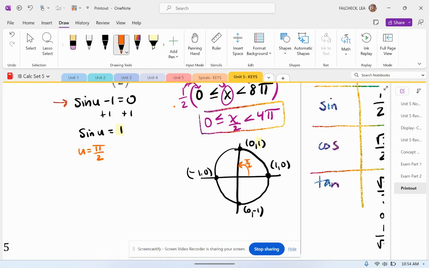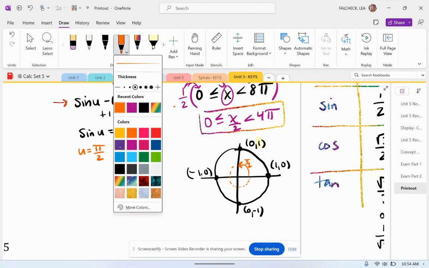However, my interval is a little funky. My interval goes all the way to 4 pi. So that means if I kept going on this rotation, right, I would get to 2 pi, and then I would need to go around all again. So I'm going to do that again. I'm going to go around again.